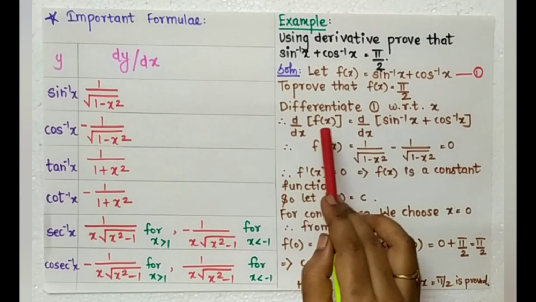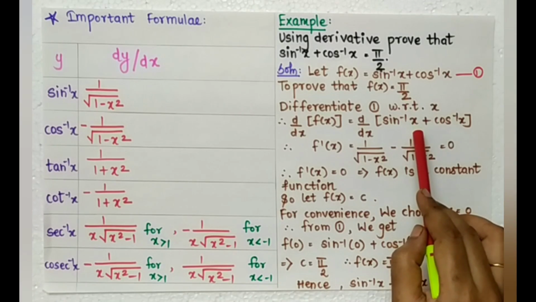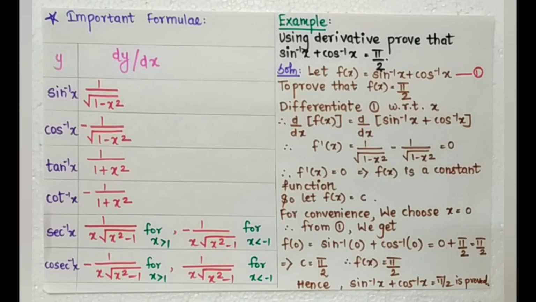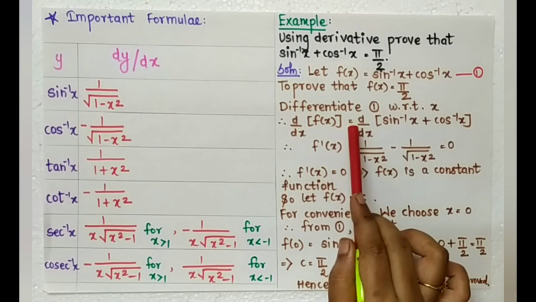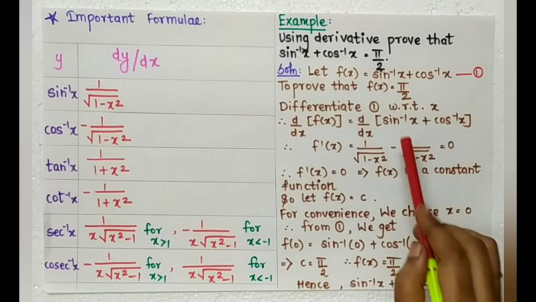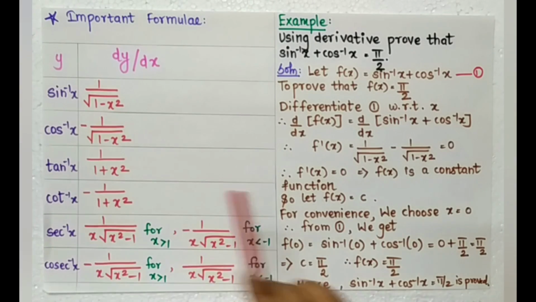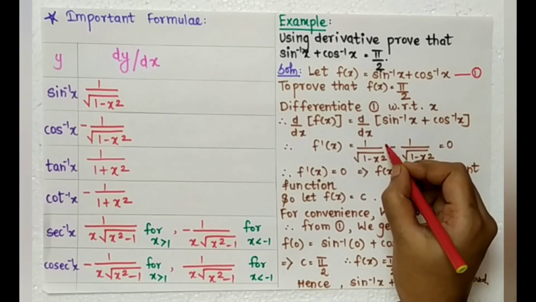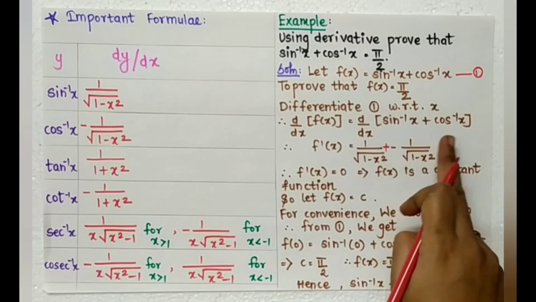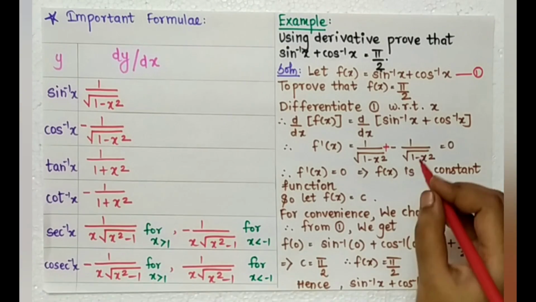Therefore, d by dx of f of x is equal to d by dx of sine inverse x plus cos inverse x. We take the derivative on the left hand side as well as on the right hand side. Therefore, d by dx of f of x is nothing but f dash of x, and we know that the derivative of sine inverse x is 1 upon root 1 minus x square, plus the derivative of cos inverse x. What is the derivative of cos inverse x? Minus 1 upon root of 1 minus x square.